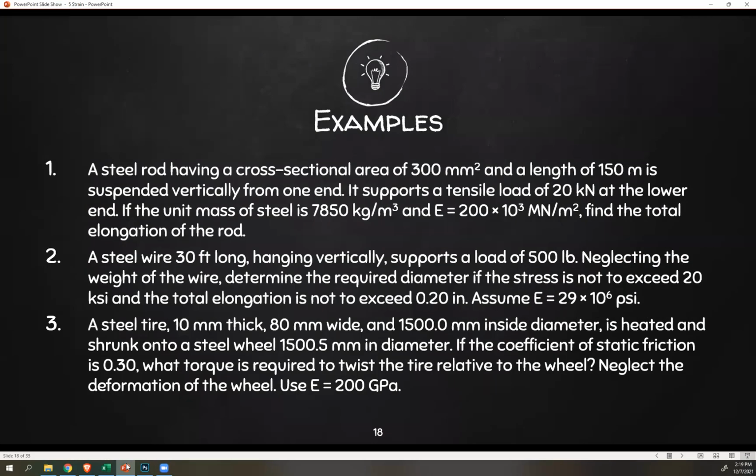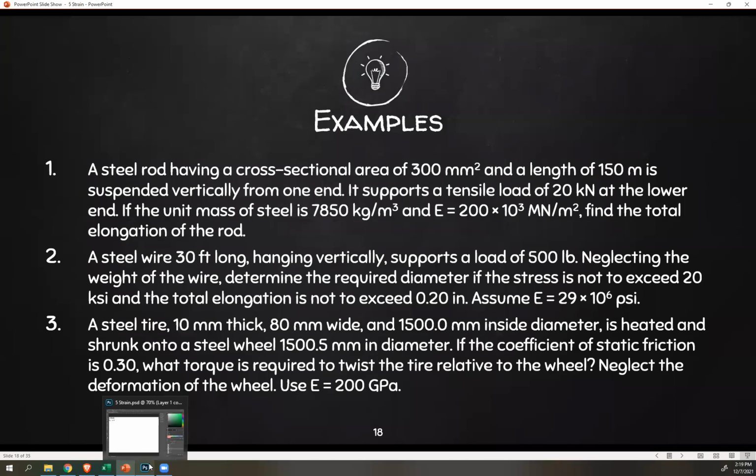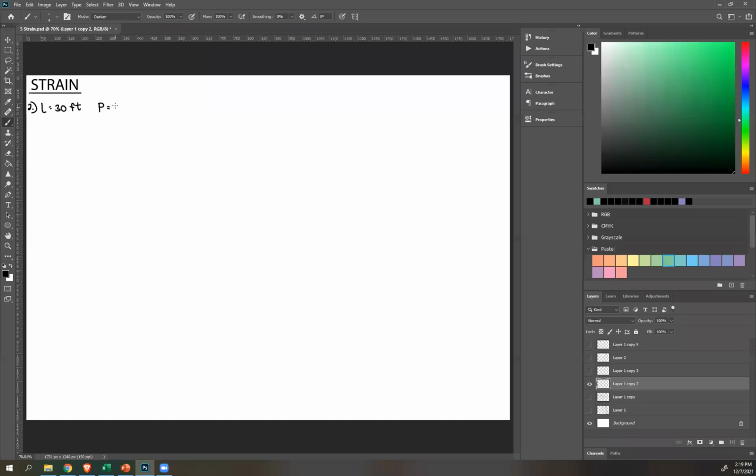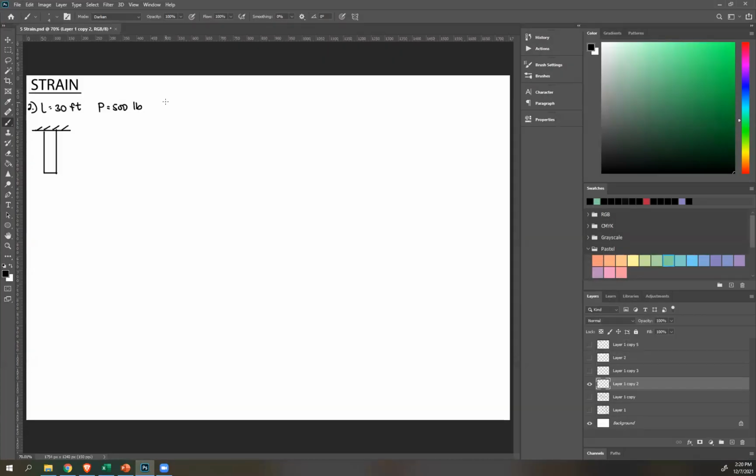Number 2. A steel wire 30 feet long. I'll write that. L, 30 feet. Hanging vertically supports a load of 500 pounds. So that's your applied load, 500 pounds. And again, it's vertical. Neglecting the weight of the wire, determine the required diameter if the stress is not to exceed 20 ksi. So that's your working stress, 20 ksi.